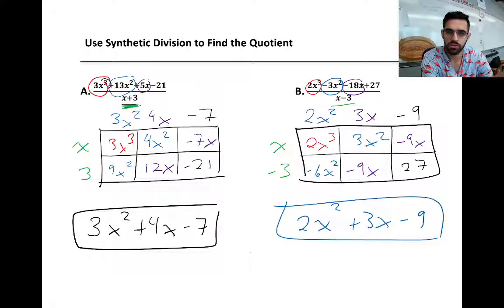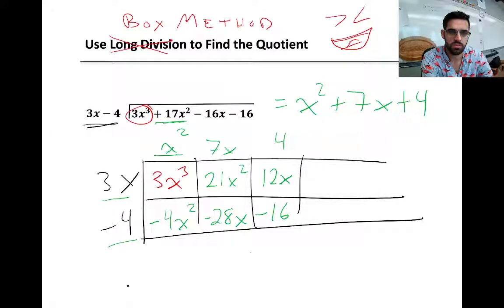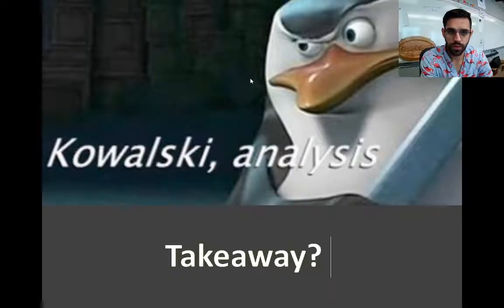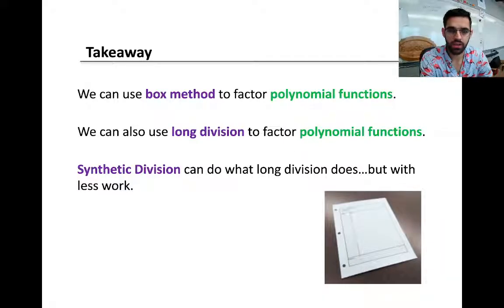I just show it a little differently. Instead of having a long division bar, I wrote them as fractions. But we're still saying the polynomial in the numerator divided by the polynomial in the denominator. Same thing. Okay, so takeaway, we can do some algebraic methods to find x-intercepts of a polynomial function. And three of those methods are long division, synthetic division, and Mr. Jansen's favorite, box method. Good luck with your homework.